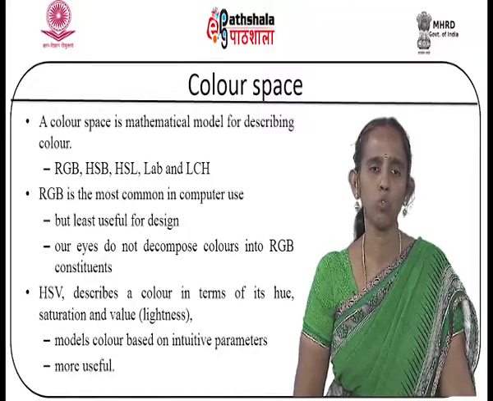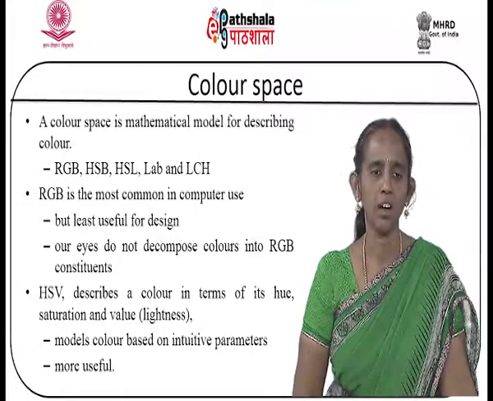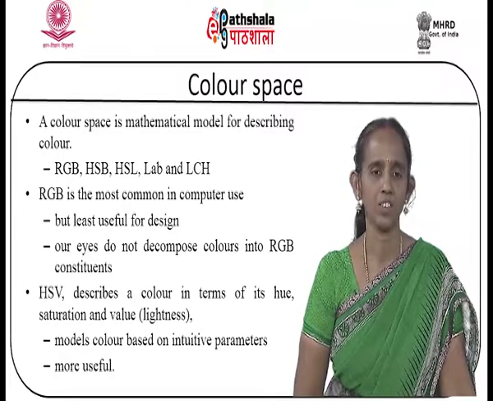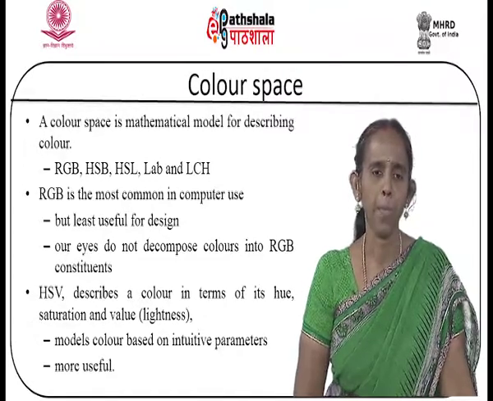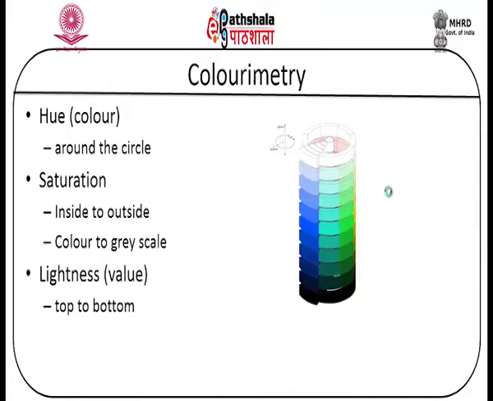RGB, the red, green and blue, is the most common in computer use, but it is the least useful for design as such. Our eyes do not decompose the colors into various RGB constituents. HSB describes color in terms of hue, saturation and lightness value. This is a color model based on intuitive parameters and it is more useful. It represents the various information of the color: the hue, which is represented around the circle, saturation from inside to outside, color to grayscale, and lightness value changes from top to bottom.